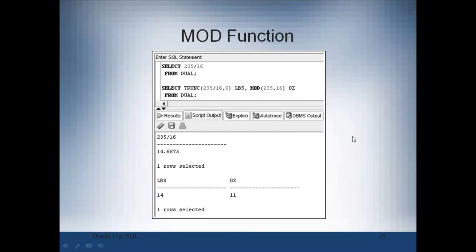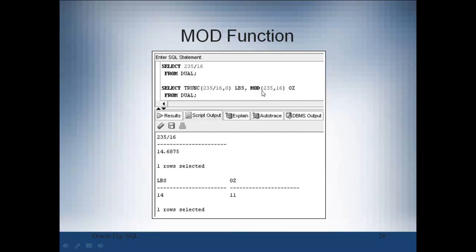The mod function, or modulus function, is used to return the remainder of a division problem. This example here simply tries to show you if you take the value 235 divided by 16, what results do you get? Well, you get 14.6875. This second select clause is going to show you what happens if you do the TRUNC function and then the mod function. The mod function is going to show you the remainder of the division problem.